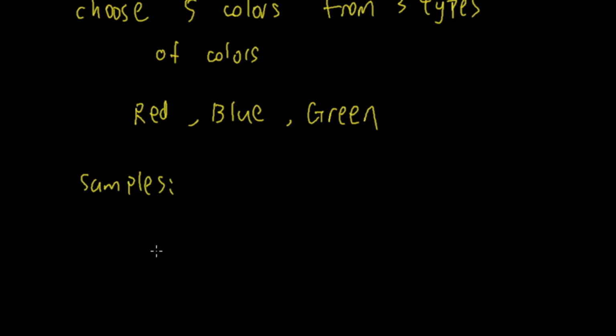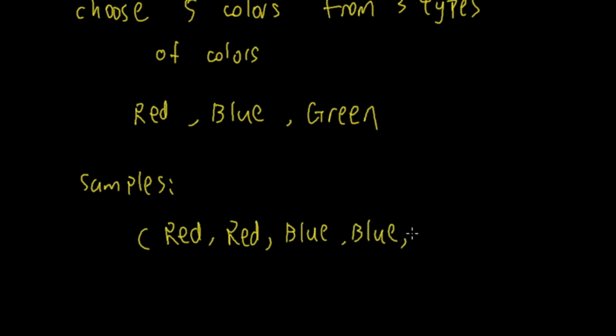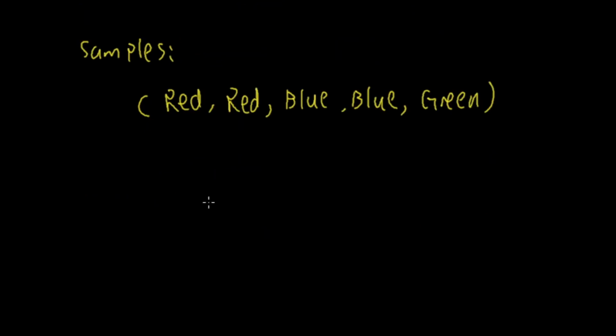Let's say the first one we choose is red, red, blue, blue, and green. So we have 5 colors here, chosen from these, and you see some repetition. What I'm going to do is represent this with the stars and bars method. For all these colors, I will represent each with a star. We have 5 colors, so I will draw 5 stars.